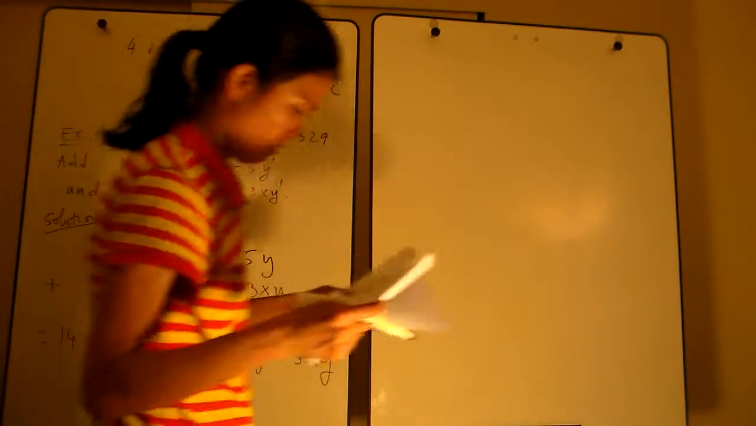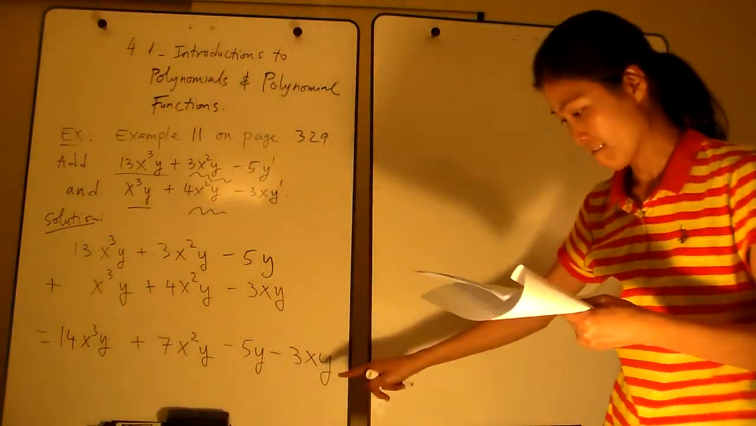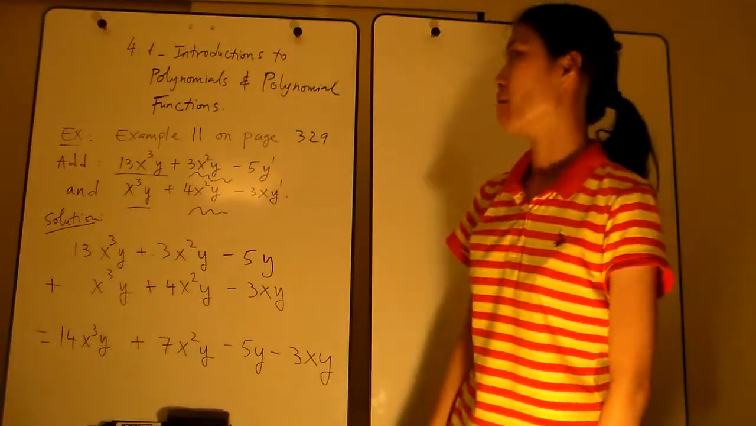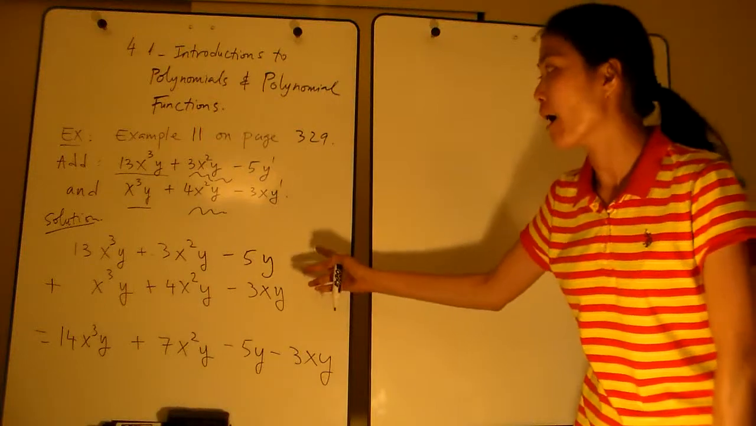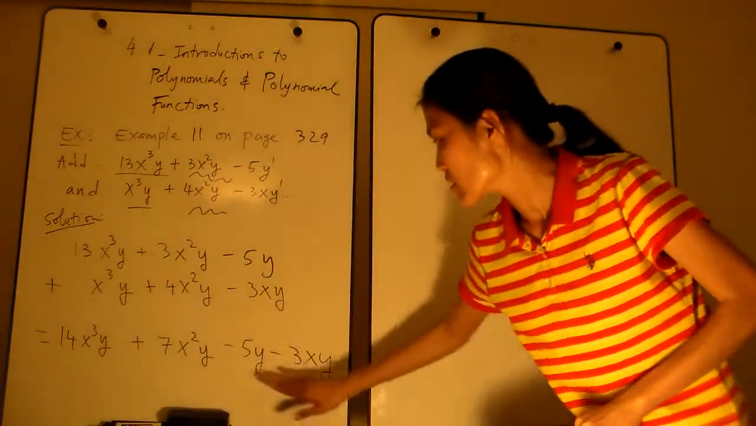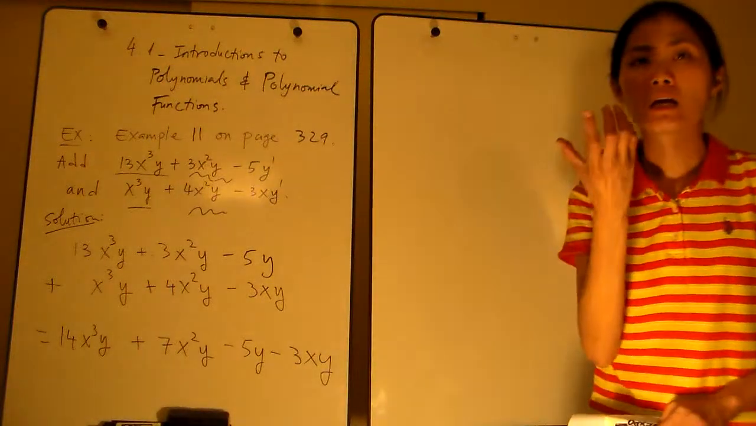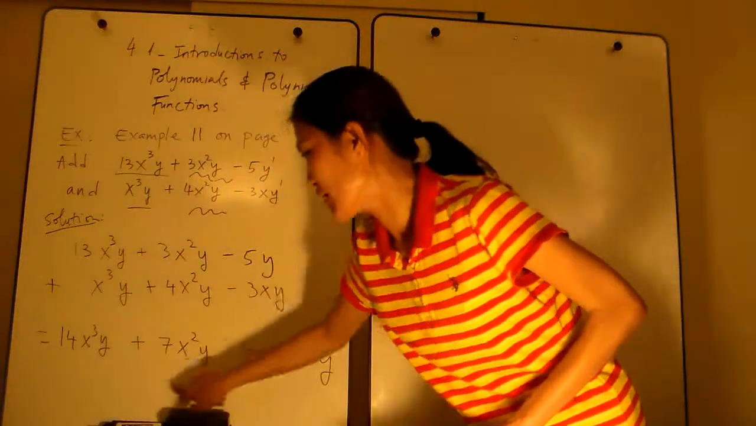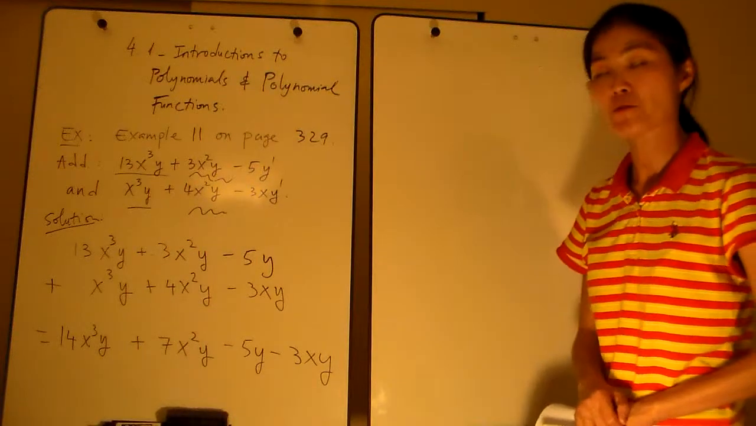Okay. 14x to the third power y plus 7x squared y, subtract 5y, subtract 3xy. And this is the answer from adding these 2 polynomials. The terms you cannot combine, you leave as is, okay? The terms that you can combine, you combine the coefficients, and leave the same variables. Okay? So we're done with this example 11 on page 329.